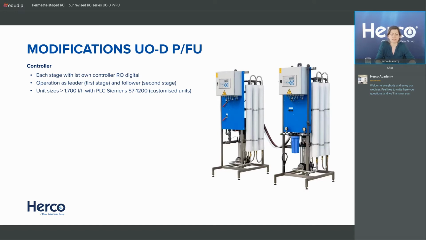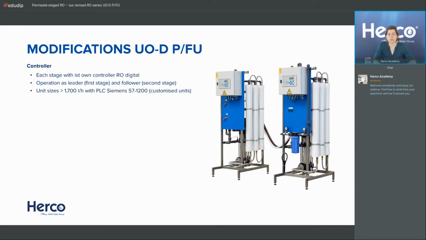And what we have done is we have switched from RO5000 to RO Digital. You can see here that we have 2 stages now, each one with its own controller, RO Digital. This has the advantage that you can measure all the values in the first stage and in the second stage. We operate the 2 stages, the first one as the leader that gives the signals that is connected to any outside inputs, and the second one as the follower.